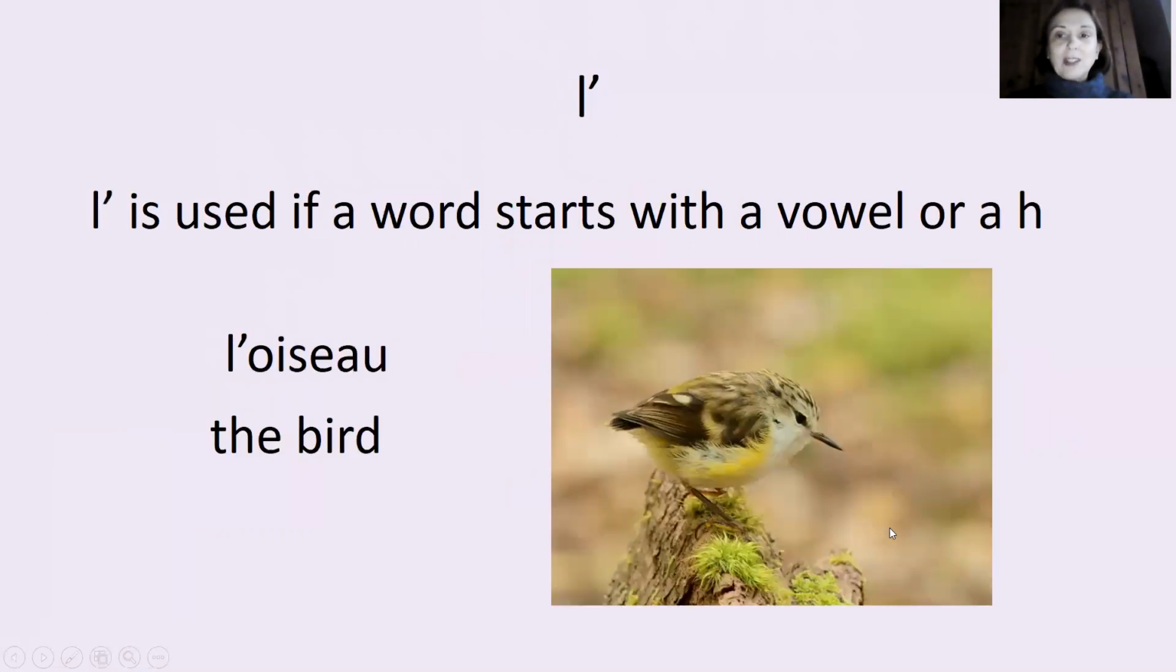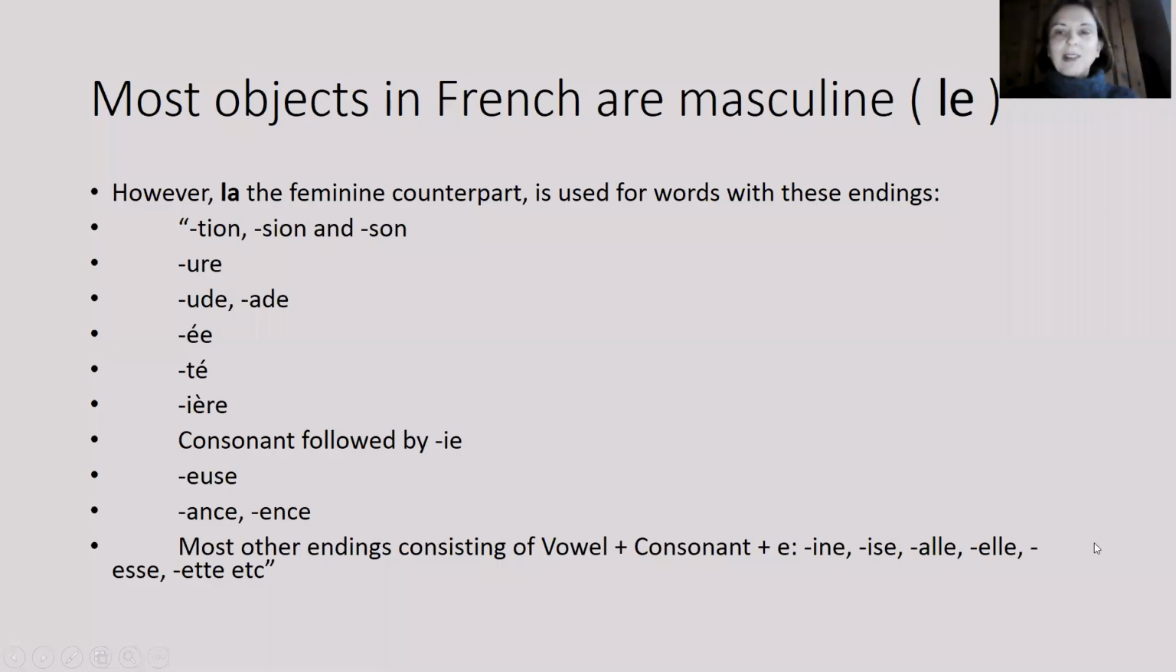Now there's one more alternative which I'm going to tell you about, but which is not in the French task, and it's the letter L with an apostrophe. Now L with apostrophe is used if a word starts with a vowel or an H. I'm just going to move myself up there so you can see. Okay, so for a word like oiseau, which means bird, you put the apostrophe: l'oiseau is how you would say "the bird" in French. You need to know that, but we're not going to do anything about that today in our task.